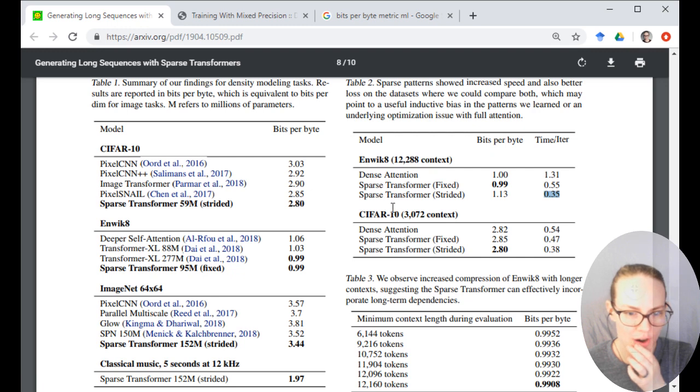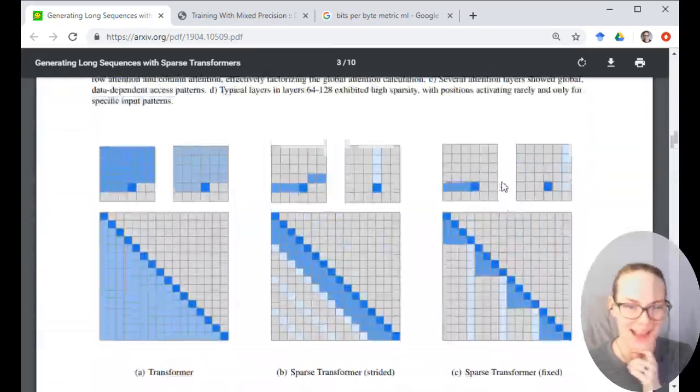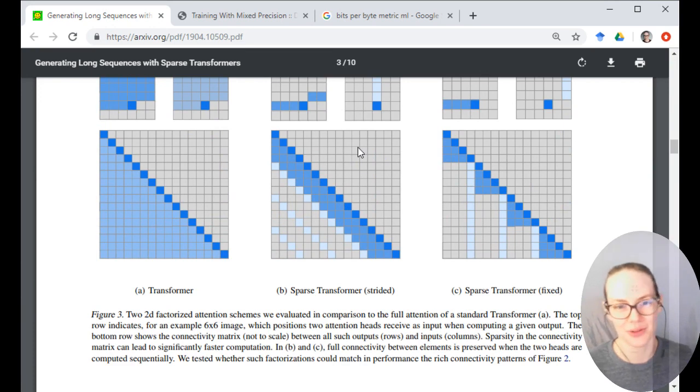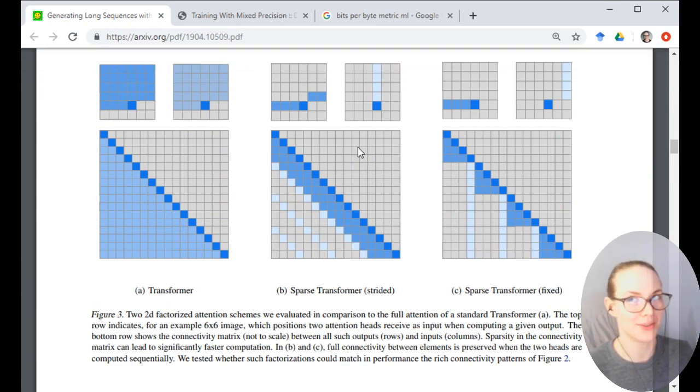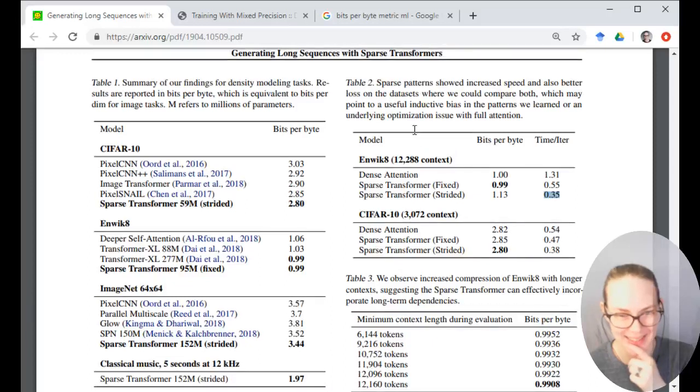And then for CIFAR-10, the sparse transformer strided had the lowest bits per byte, although not that much better than dense attention. And dense attention, interesting. So in all of these, dense attention is sort of coming in between the fixed and the strided transformer, which does answer my question about why they included both. It's because one of them was better on one task and one of them was better on the other task. And if they'd only picked one, they wouldn't have been able to say that we've got state of the art on both of the tasks that we looked at. So that answers my question that I had for myself.